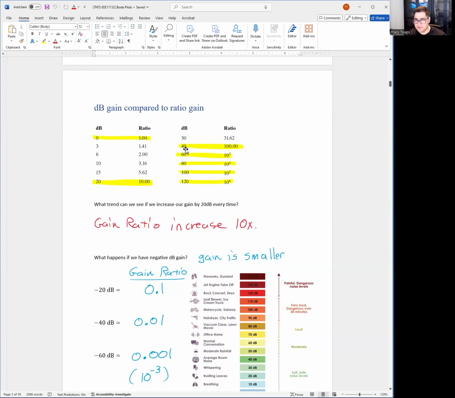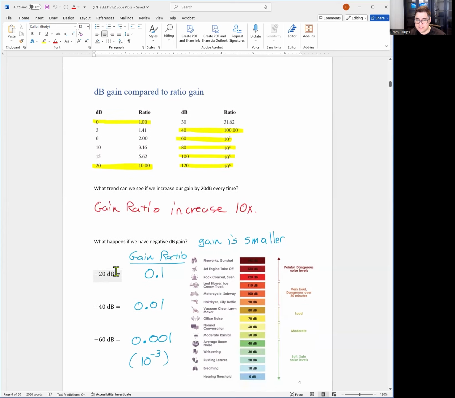I like to say every time we go up 20, we add a 0 to the ratio: 10, 100, 1,000, 10,000, 100,000, and so on. Now it goes the opposite way. If you remember how logs work, a negative log reduces the value by 10. You divide by 10. So a negative 20 dB means our gain is 0.1. A negative 40 means 0.01, and so on. So every time you go up 20 dB, you add a 0. Every time you go down 20 dB, even to negative dBs, you remove a 0 from your gain.